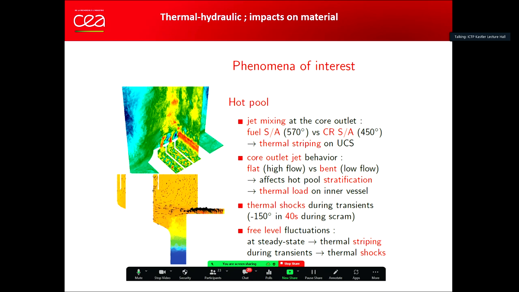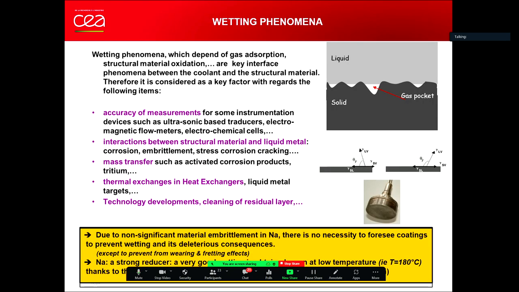I already spoke about that. Wetting phenomena, you remember what I said about that. With the sodium, it's a good consequence because we don't face really liquid metal embrittlement like with heavy liquid metals and big corrosion issues. Nevertheless, we have the wetting. When you have a good wetting, we have a good accuracy of measurements. Wetting is good for in-service inspection also.